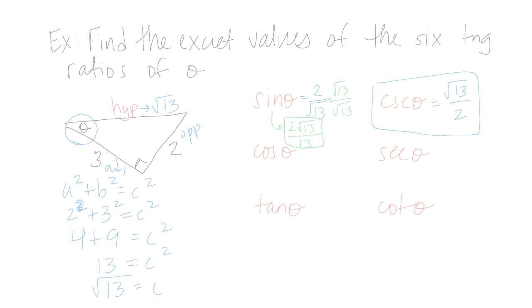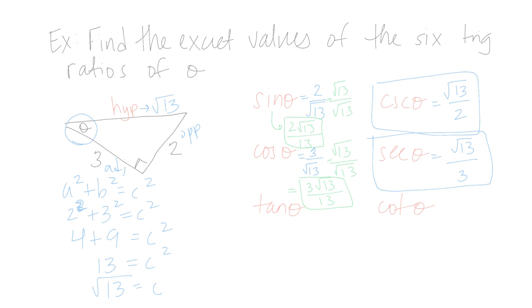Okay, next one, cosine. Cosine's adjacent over hypotenuse, so adjacent is 3, so it's going to be 3 over root 13. Again, I can't leave my answer like that, so I'm going to multiply by root 13 over root 13, and that's going to be 3 root 13 over 13. Okay, secant is its reciprocal, so I'm going to do hypotenuse over adjacent. The hypotenuse is square root 13, the adjacent is 3. That one doesn't need to be simplified anymore, it's done. So that's my answer there.